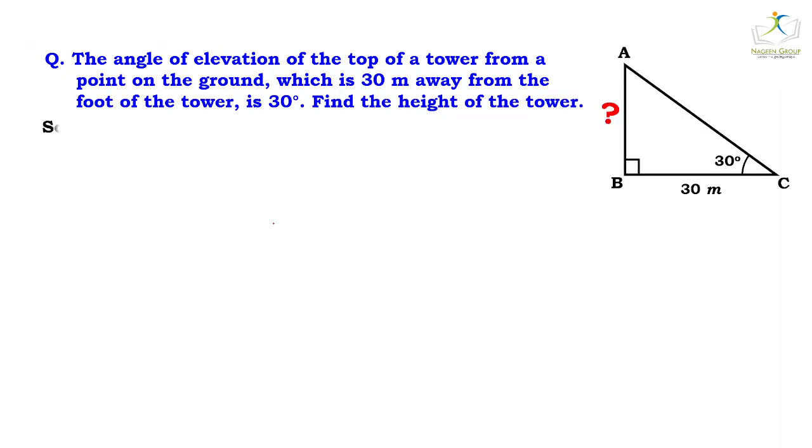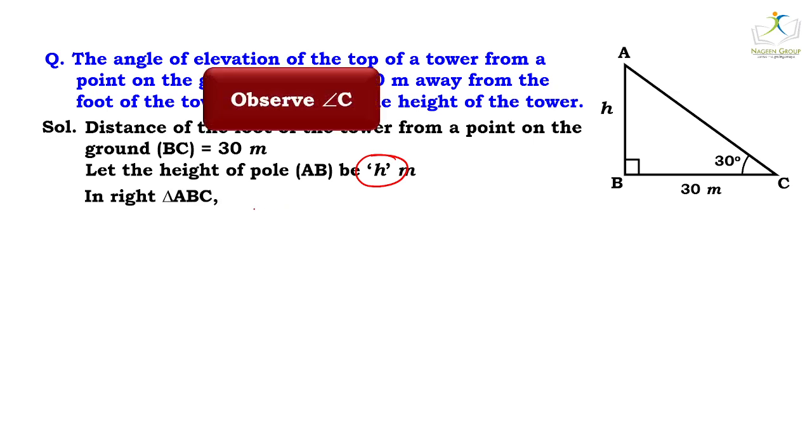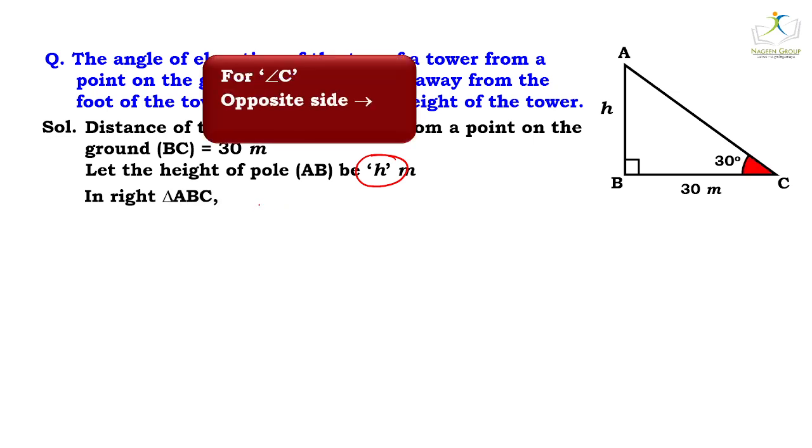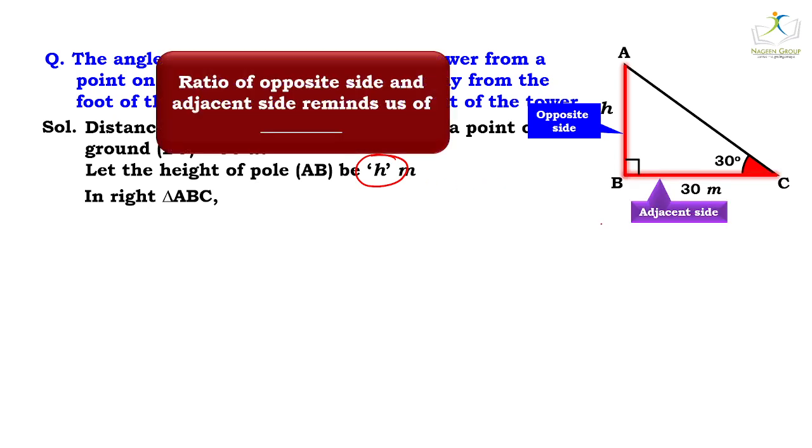तो आपको क्या करना है, हाइट ऑफ टावर फाइंड करनी है. So what we are doing here, let's consider हाइट ऑफ पोल को consider करते हैं h, right? Now here in right angle triangle, angle C is equal to 30 degree, opposite side हमें फाइंड आउट करनी है तो AB मान लेते हैं. Adjacent side हमारी क्या है, 30, right?